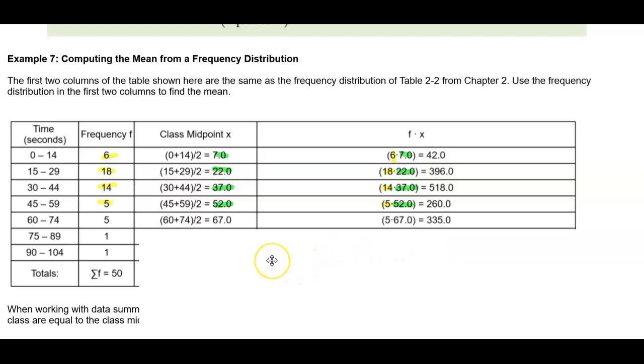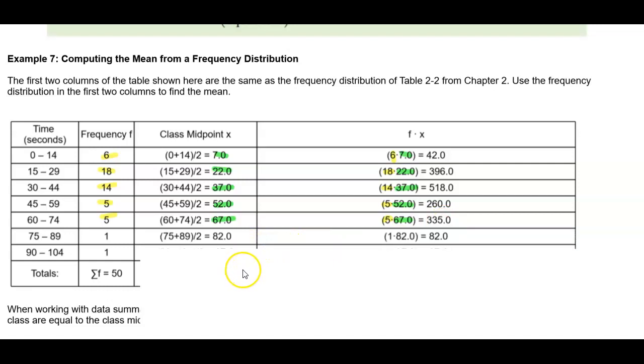Okay, next, we have the next midpoint, which is 60 plus 74 divided by 2, which gives us 67.0. We're going to take that frequency of 5 and multiply it by that midpoint to get 335.0. Okay, next we want to find the next midpoint. 75 plus 89 divided by 2 gives us 82.0. We're going to take that frequency of 1 and multiply it by the midpoint to give us 82.0.